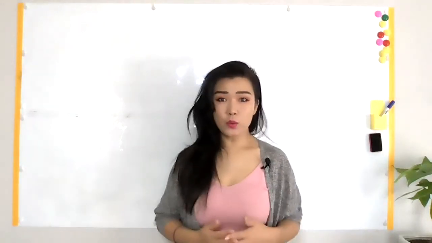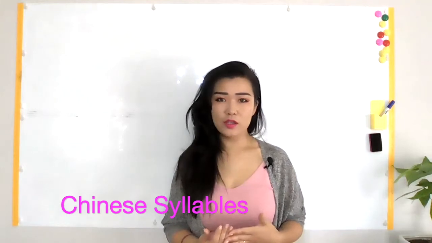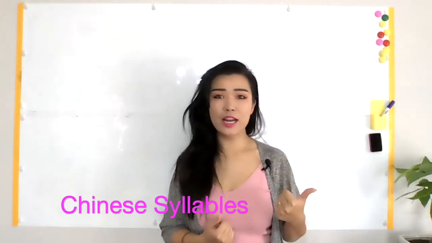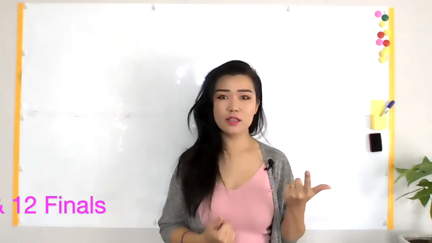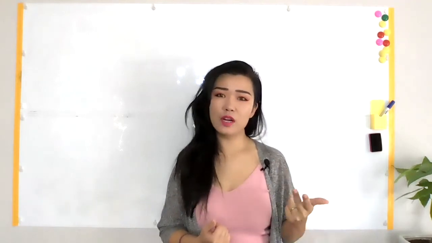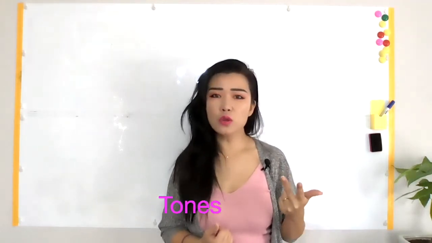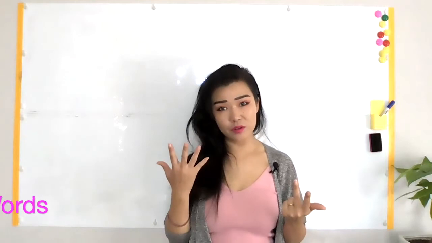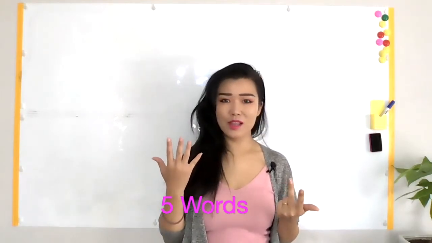So in lesson 1, we learned the whole system of Chinese syllables, and we learned the 17 initials, 12 finals, and the whole tone system and the 5 tones. I hope you still remember that. It's quite a lot, I know.